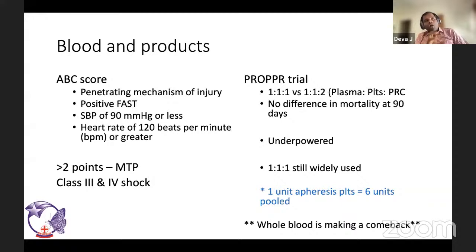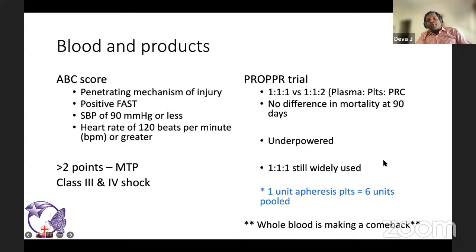So when we talk about blood, what do we give? We have so many blood products. We have packed red cells, we have FFP, we have platelets. Of the platelets, we have single donor platelets, we have random platelets, we have cryoprecipitate, etc. So what do we use? Ideally, you should be using PRC, packed red cells, FFP, and platelets, all three together in a 1:1:1 ratio, which means you give a unit of blood, 1 FFP and 1 platelets.